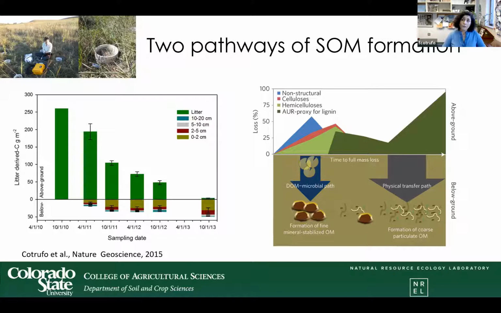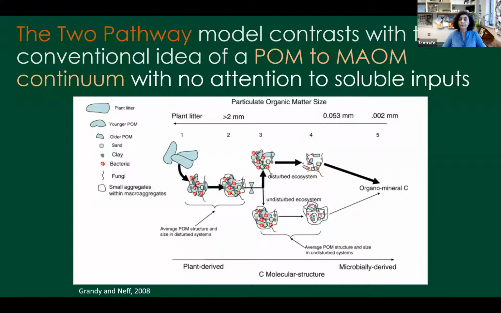These 2 pathways of soil organic matter formation are actually pretty contrasting with what was the prevailing idea that organic matter forms as a continuum, mostly with the attention to the particulate again, and not thinking about the soluble contribution from the litter. But thinking that plant litter residues basically are continuously processed by the microbes, the microbial contribution to them becomes more and more, and as they get smaller, they then associate to the organic matter.